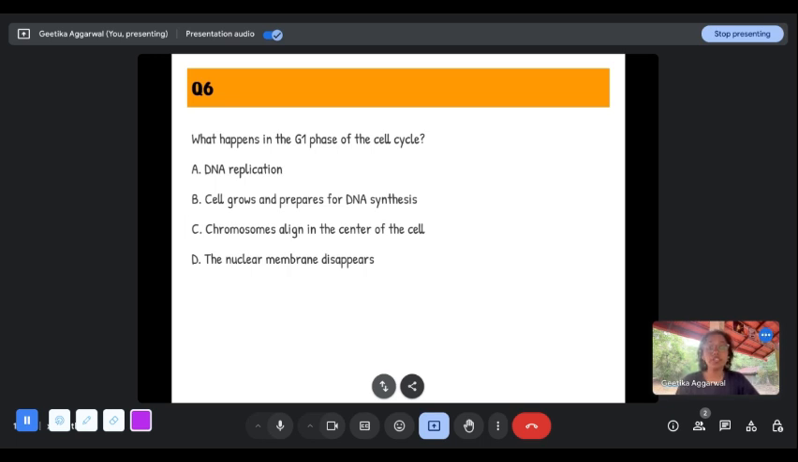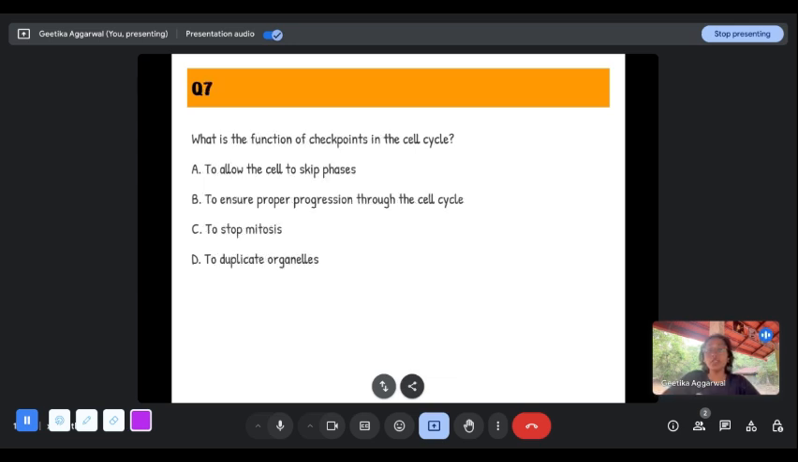What happens in the G1 phase of the cell cycle? Is it DNA replication, or does the cell grow and prepare for DNA synthesis? Do the chromosomes align in the center of the cell, or does the nuclear membrane disappear? So, which of these happens during the G1 phase? The correct answer is that the cell grows and prepares for DNA synthesis, as we already discussed during G1. It is during the S phase that the DNA replication occurs, and chromosomes align in the mitosis during the metaphase, and the membrane disappears during prometaphase.